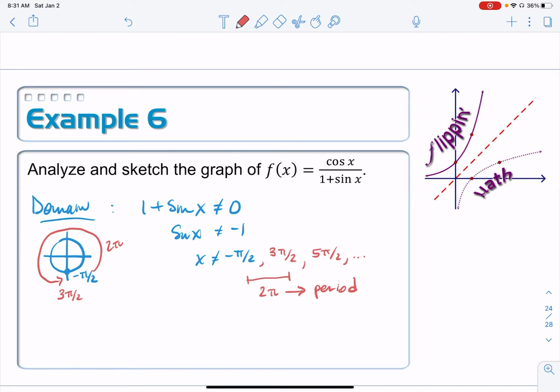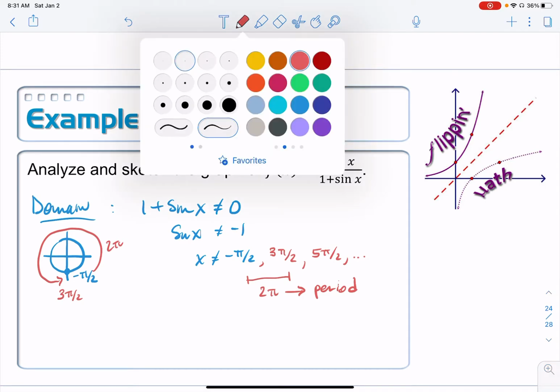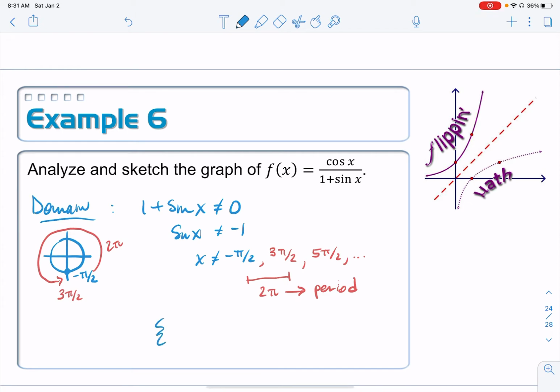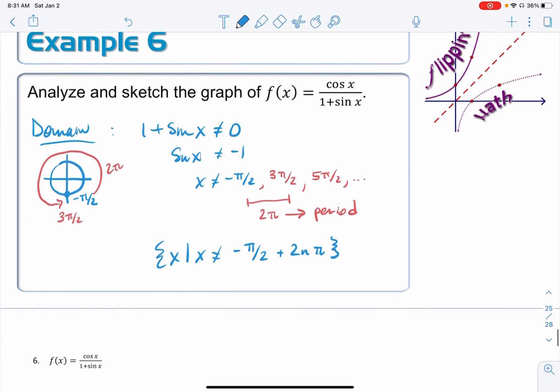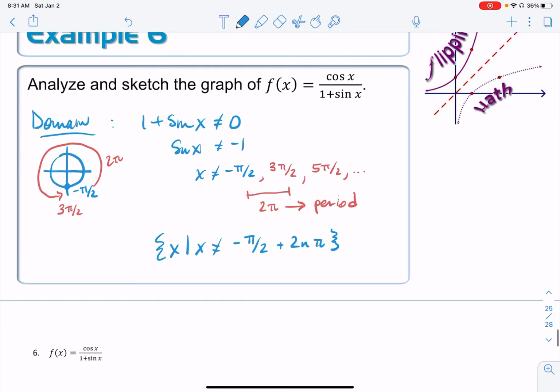Okay, all right. So in other words, our domain here is the set of all x such that x is not equal to negative pi over 2. But if I want to generalize this, I'm just going to add in a multiple of 2 pi. And I can do that with, say, something like 2 n pi. Doesn't really matter where that n goes. You can put it at the end, 2 pi n, whatever. Okay, so here's our domain. There's the first part of it.